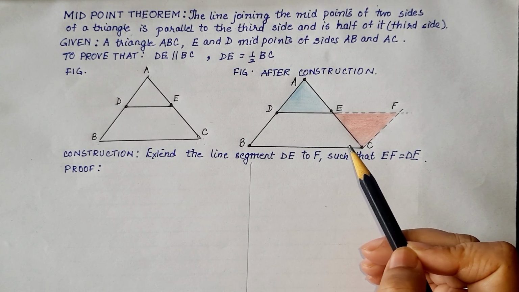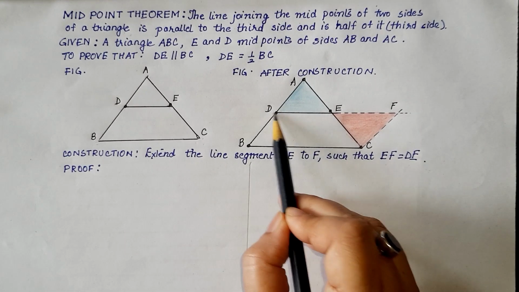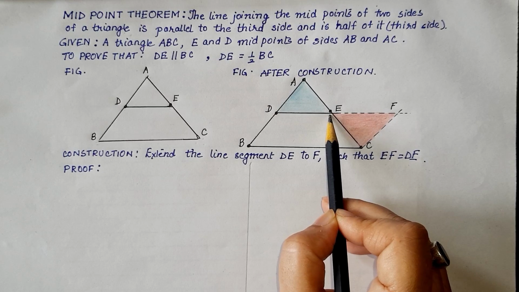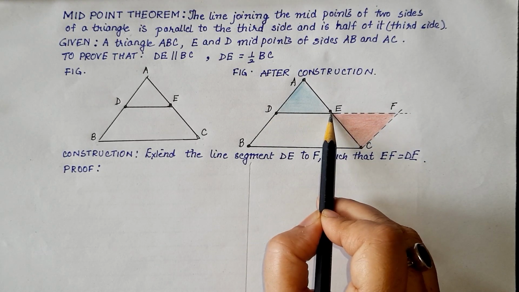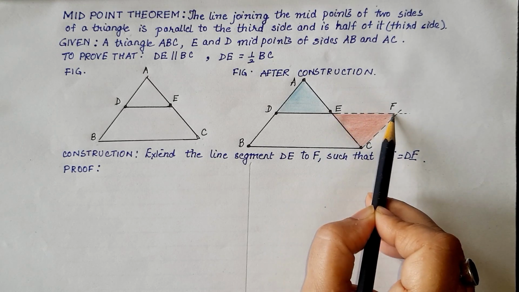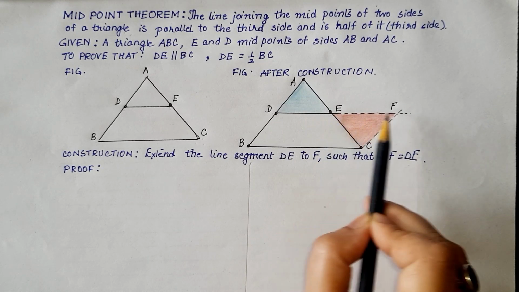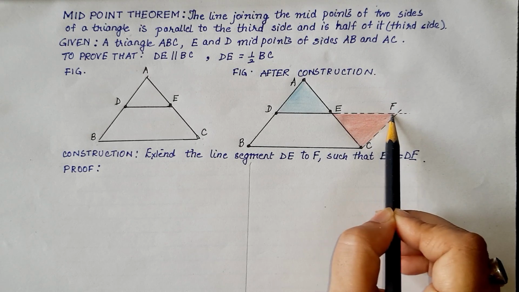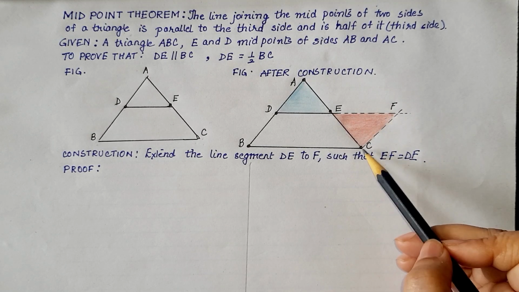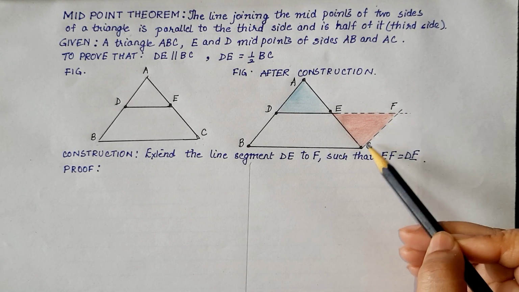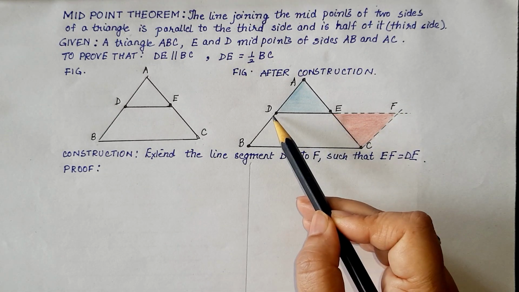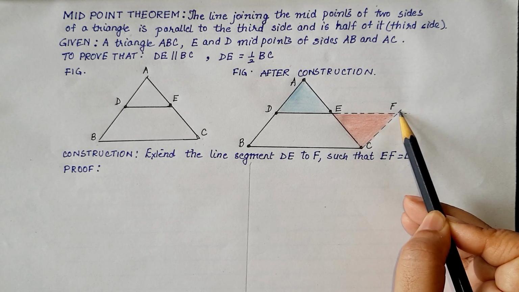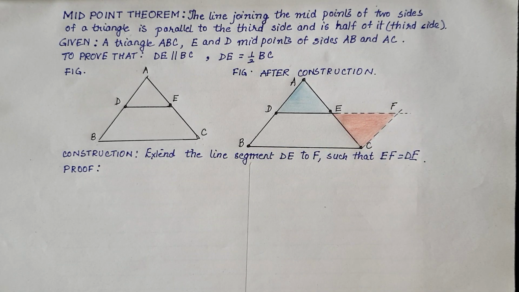Now the construction will be, we will extend this line DE to F such that the length of DE should be equal to EF. DE is equal to EF. This is by construction, and therefore we join it with this line, extending the line CF further. We join, and now we have this DEF here points, and BC we already had here. So we start with the proof.